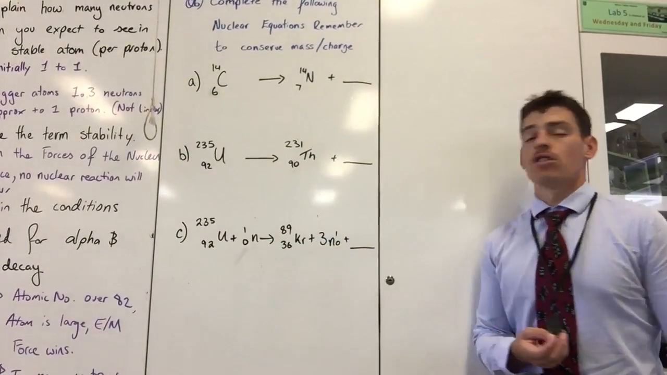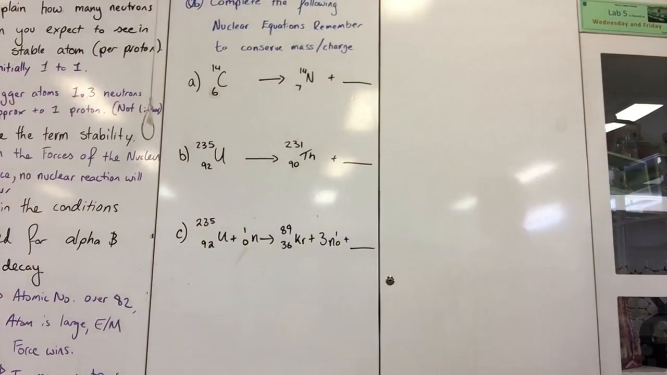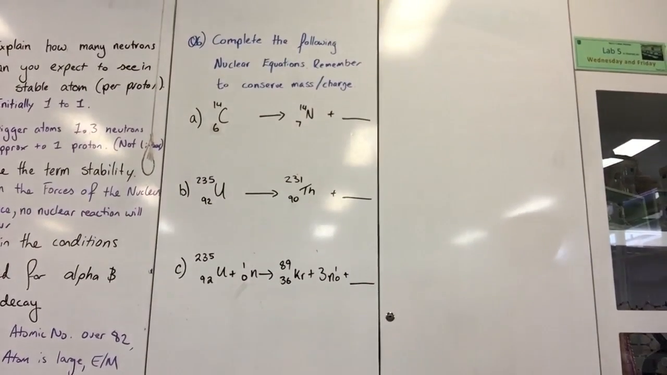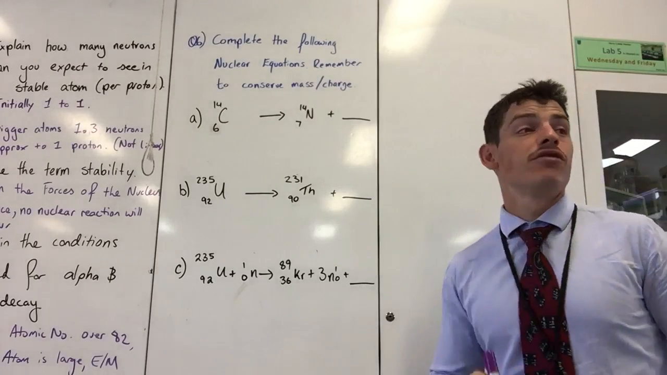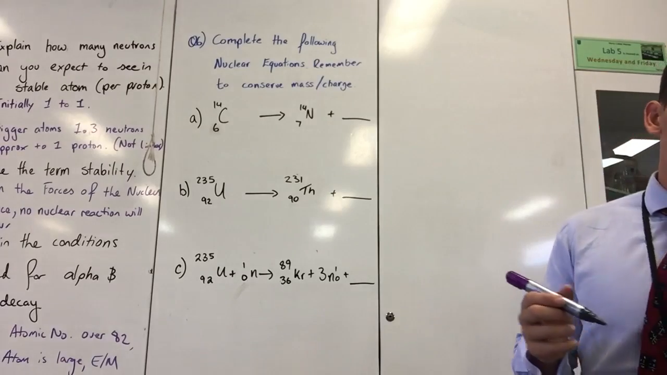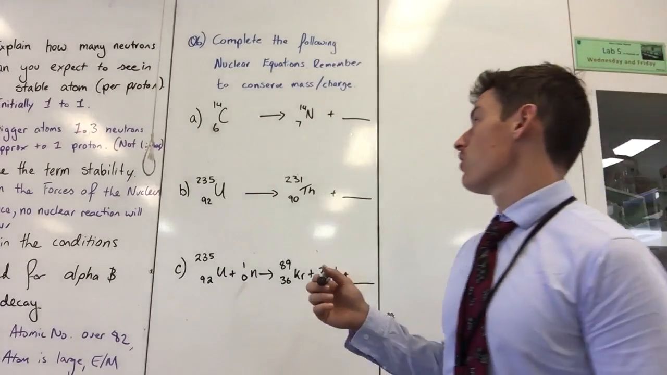So they're all examples of nuclear decay. The first one is what? What's the element on the left? 6A. It's carbon-14, which is used for carbon dating, radiocarbon dating.